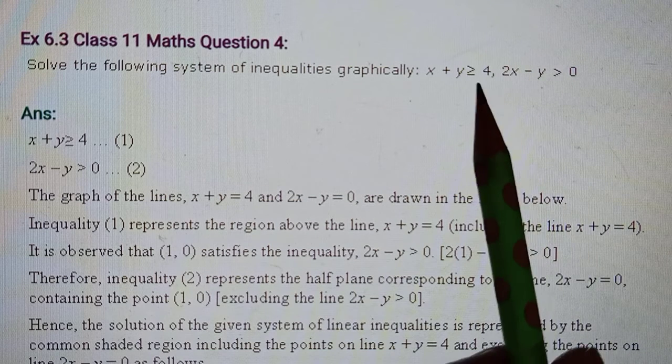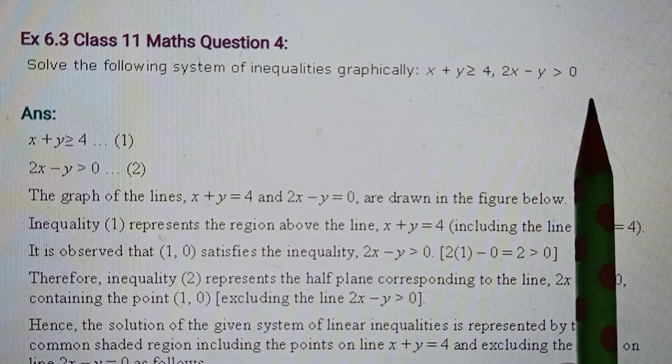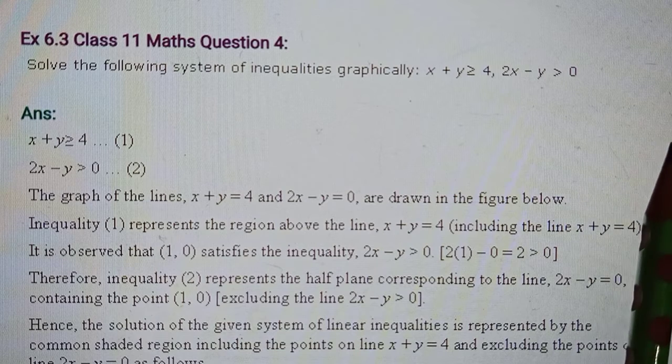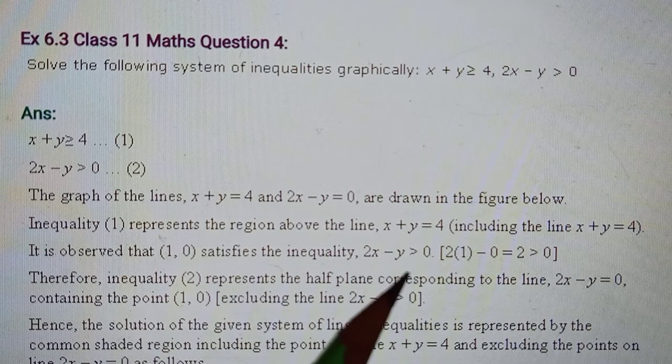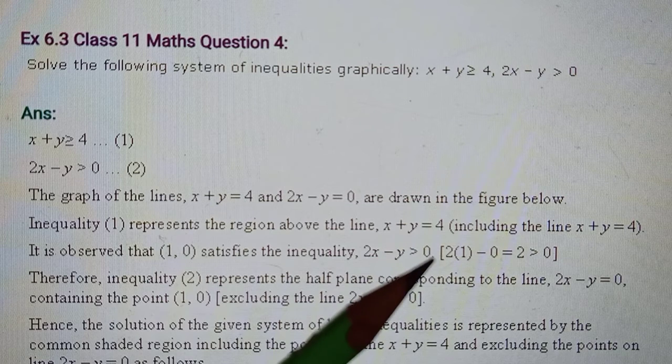So any curve of this kind which does not have any constant, or rather the constant is 0, passes through origin. It always passes through origin. So until now you have seen, when we were deciding the region, we were considering origin for our calculation convenience. We were taking origin.